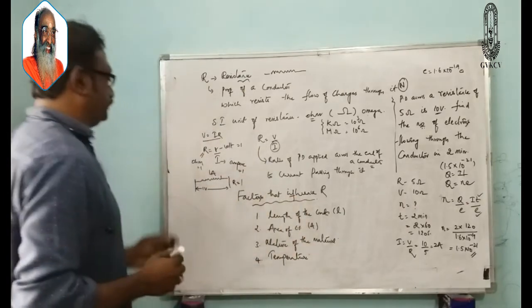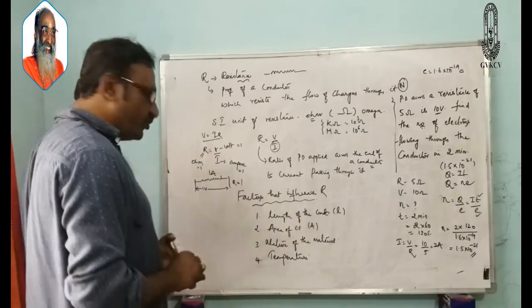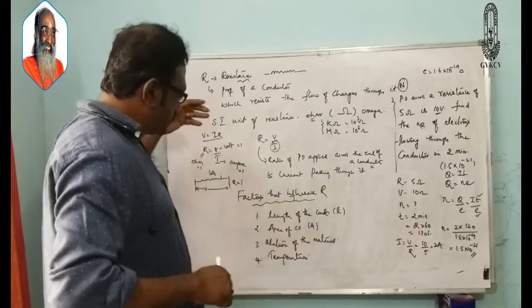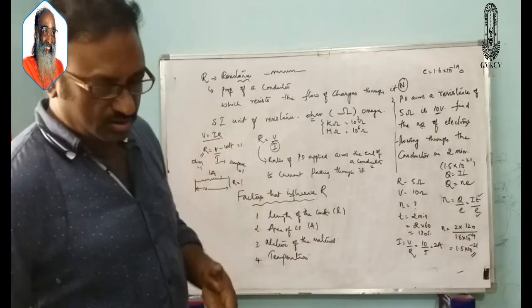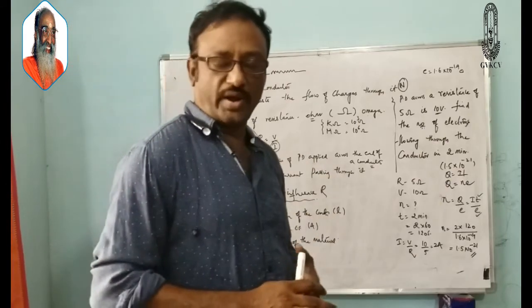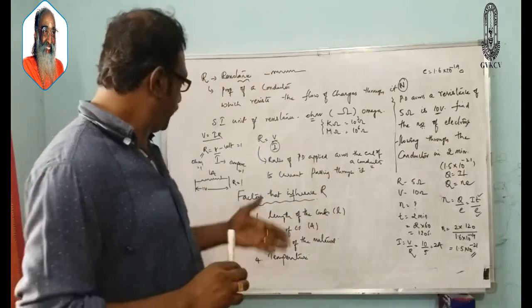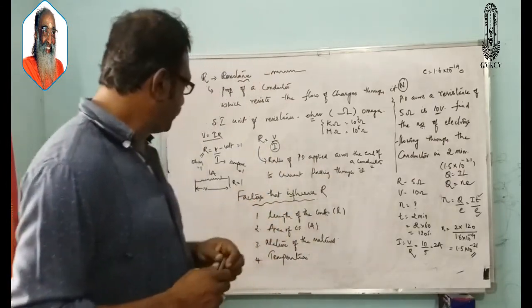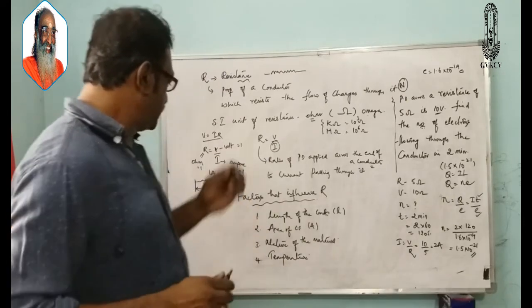Temperature. So these are the factors which are influencing R. When the question is asked what are the factors influencing R, you have learned earlier the 3 factors, and now one more you have added here, that is temperature. That is length of the conductor L, area of cross section A, and nature of the material and temperature.